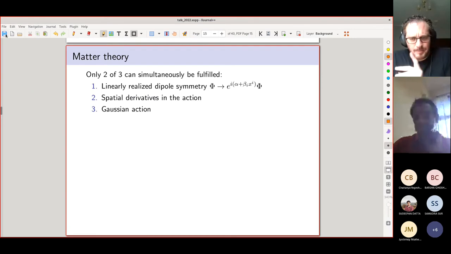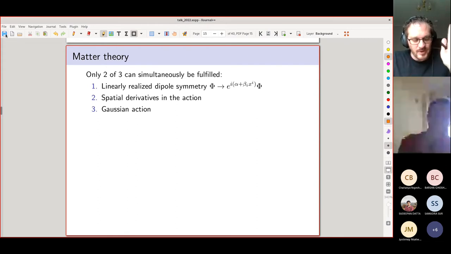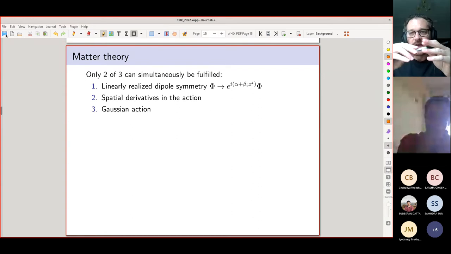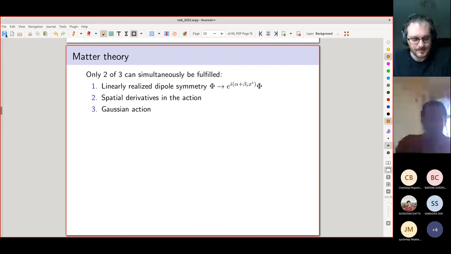Maybe we can talk about this later, because you will now see where the troubles come from. It is related to the meta theories, where you want theories that have this kind of dipole symmetry. To have a theory with dipole symmetry, we showed that there's a little bit of a no-go result: only two of the following three can be fulfilled.